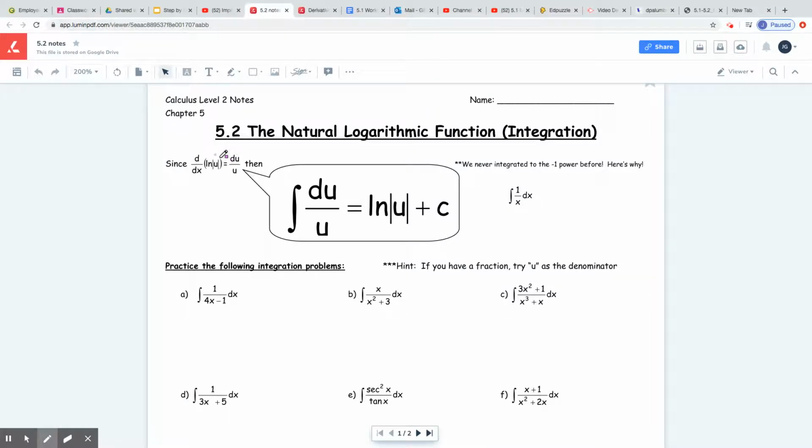Remember, integrals are just like the opposite. They're the antiderivative. So if I take the integral of du over u, any time we ever get this, it's going to be equal to the natural log of u plus c.